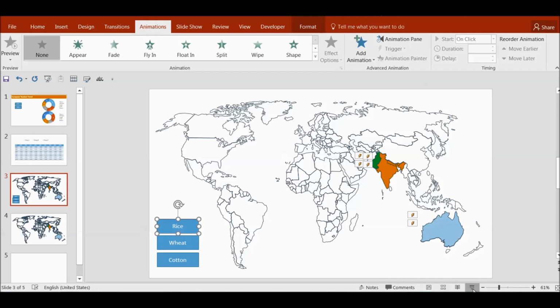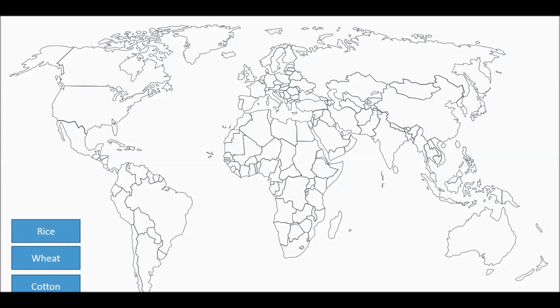So I'll just simply present it. Now we have all these countries here. I want to highlight rice production. You see it's highlighted. Again, click, it's removed. Wheat production, you can see it's highlighted. Again, click and it's removed. And now cotton, here you see in the map, and then click, remove.